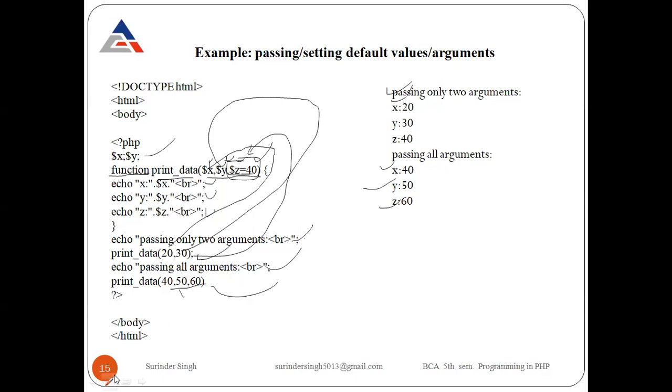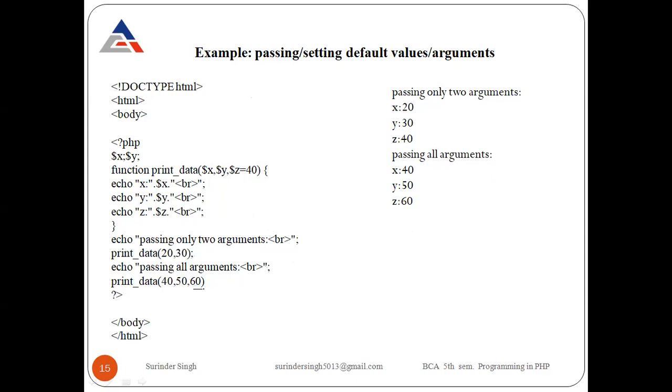If a variable has a default value in the function definition, but we also pass a value in the function call, like here z has default value 40 but we are passing a value of z also, then in this case z will be assigned 60 and the default value will be overridden. Default value will be overridden. Clear?